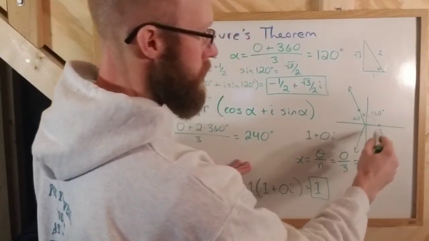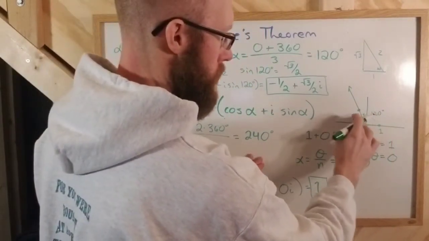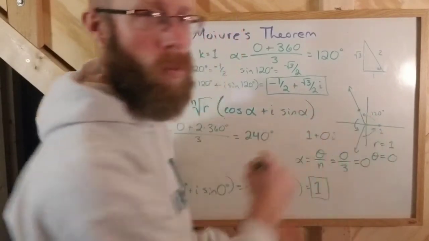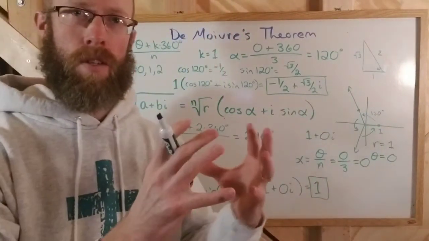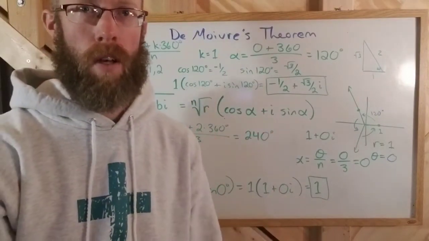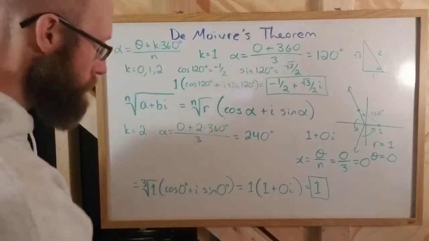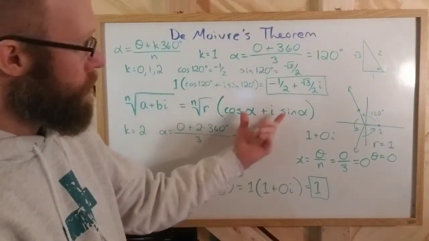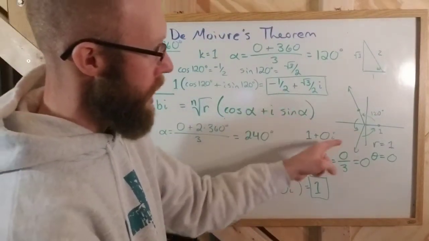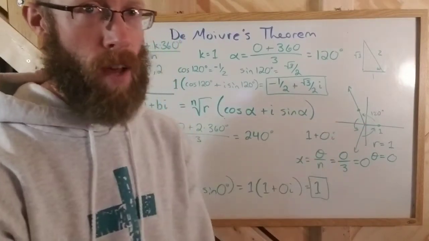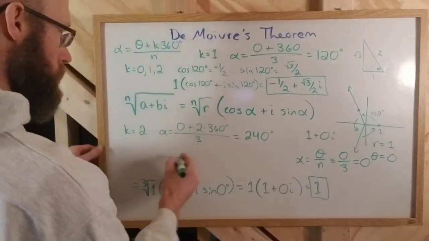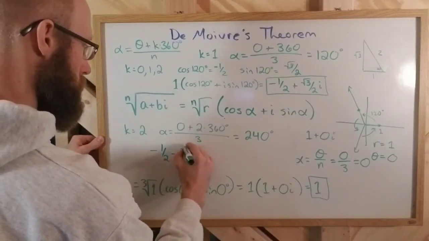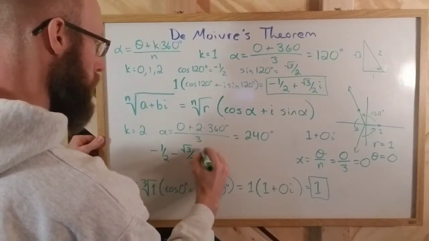So all 3 of these angles, this one here and this one here, they're all 120. That equally spaces those roots around the circle of radius 1. And so at a 240 degree angle, our values are basically going to be the same, except the signs are different. We're going to have both negative values on this one. So we have negative 1/2 minus √3 over 2 i.